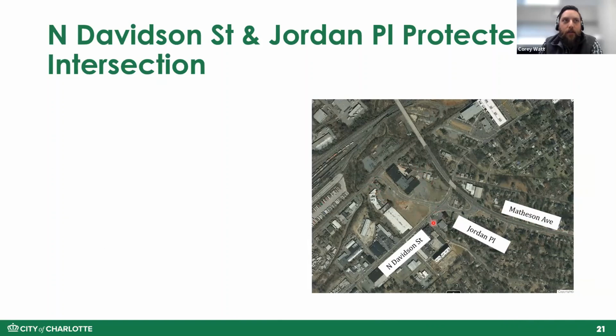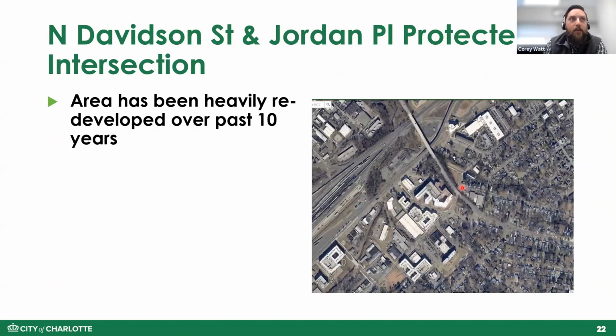So this is North Davidson Street, a major thoroughfare that runs through the city here. And then this little stub is Jordan Place right here. This is an overpass. Matheson Avenue goes above grade to get over this rail yard over here. But just take a look at this aerial. This aerial is from 2010. Take a look in this area, and get a mental image of what it looks like in 2010. This is what it looks like last year, in 2022.